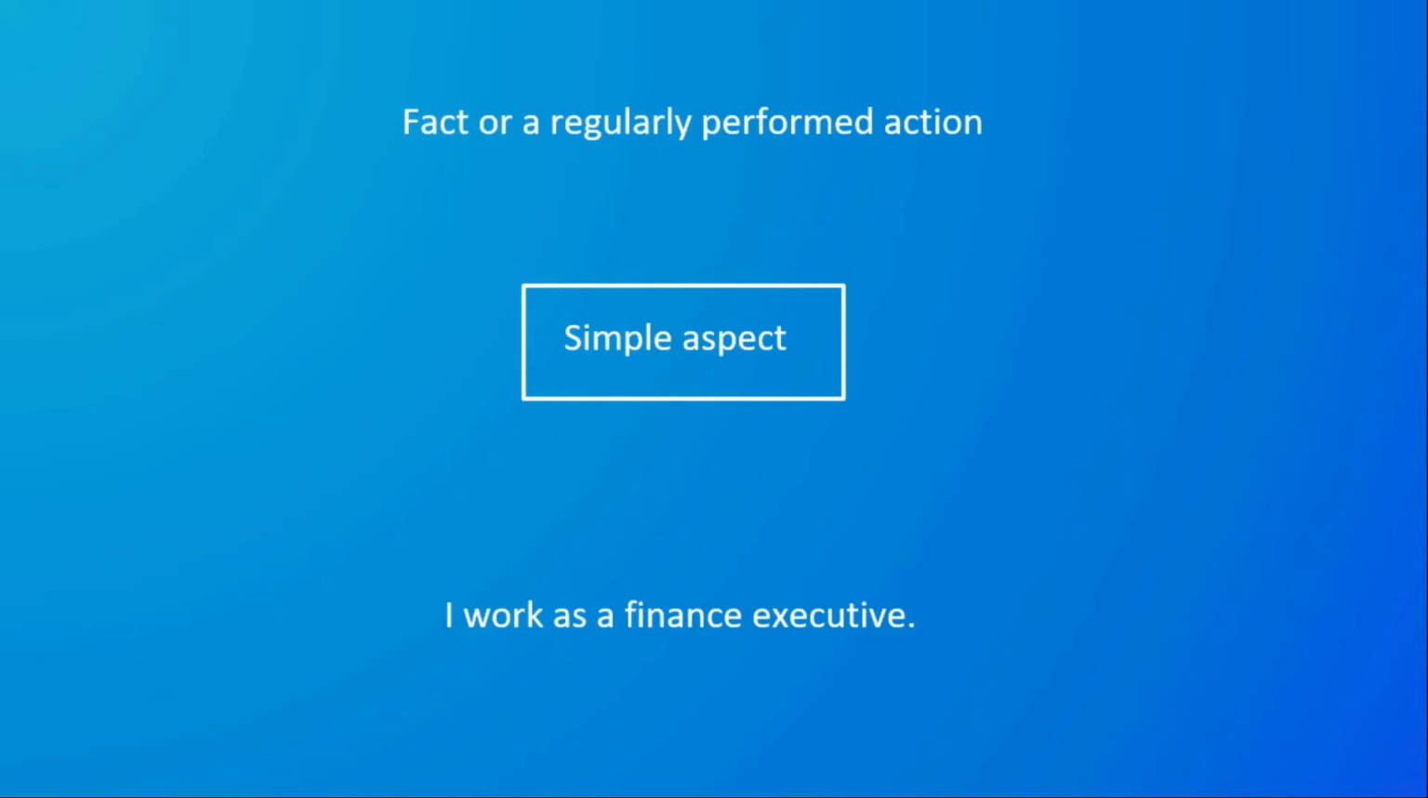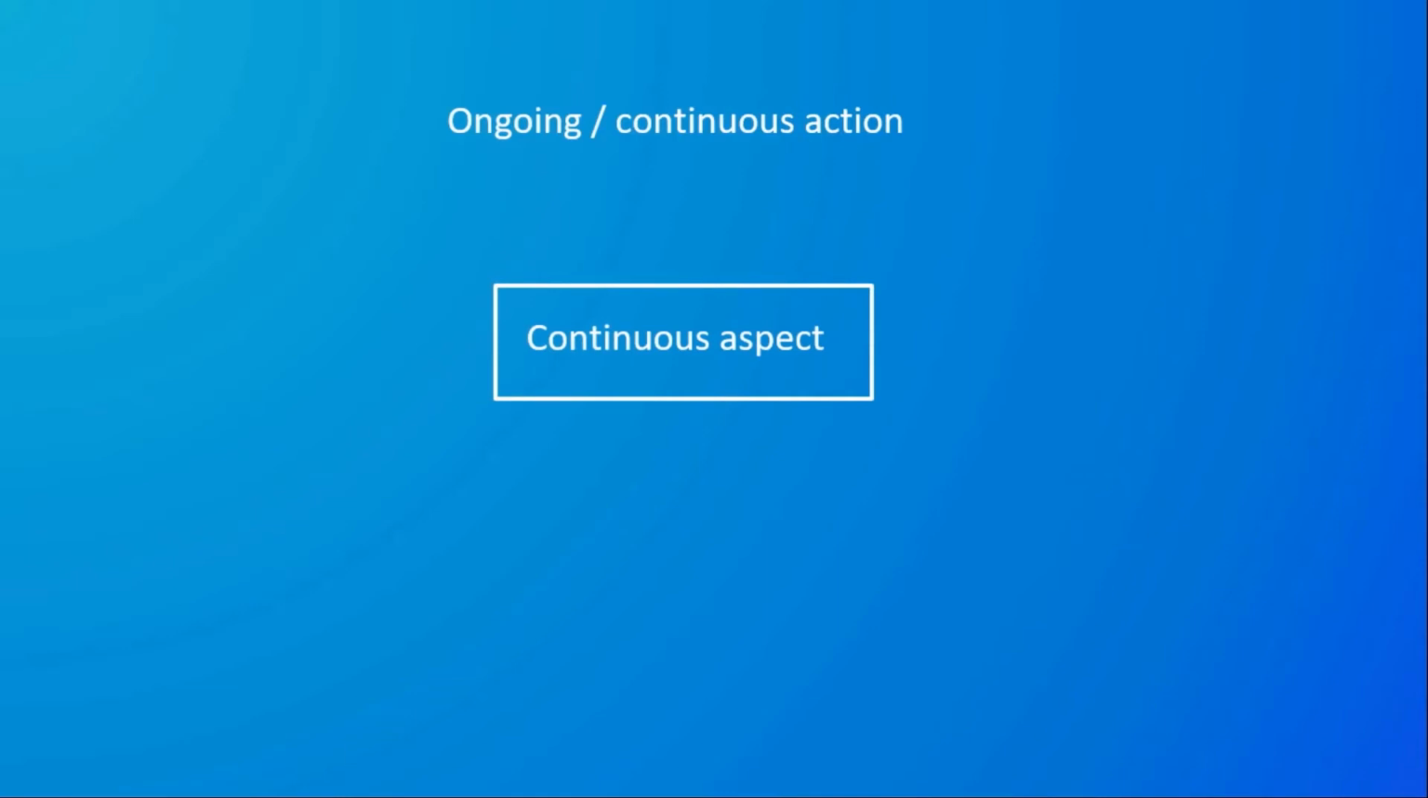If the verb expresses an ongoing action, what do we mean by ongoing? We mean that the action is a continuous action. Alright? We call this the continuous aspect. Here, the action is not yet finished. Take a look at this example.